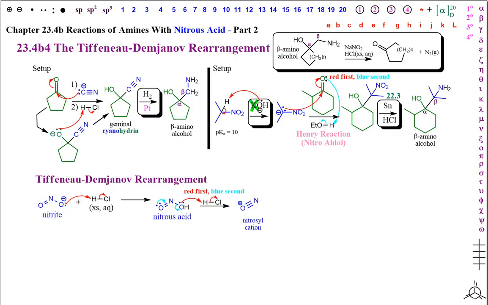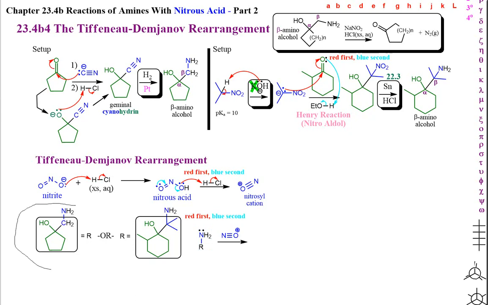As seen in our previous video, nitrite ion will react with excess aqueous hydrochloric acid, generating nitrous acid, which with the excess acid undergoes dehydration to the nitrosyl cation. Nitrosyl cation is a powerful aminophile. We have 2 amines that we created earlier in our setup steps. Let's look at them each reacting in a Tiffeneau Demjanov fashion.